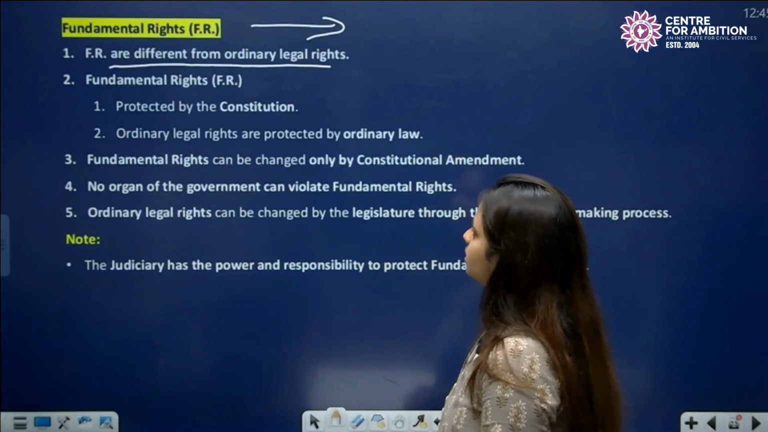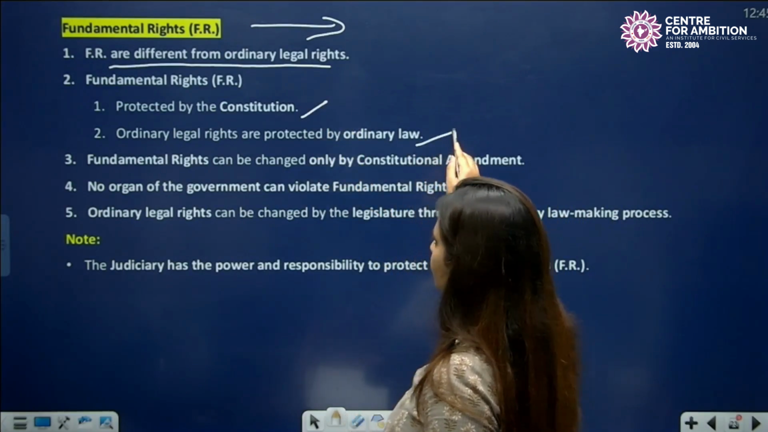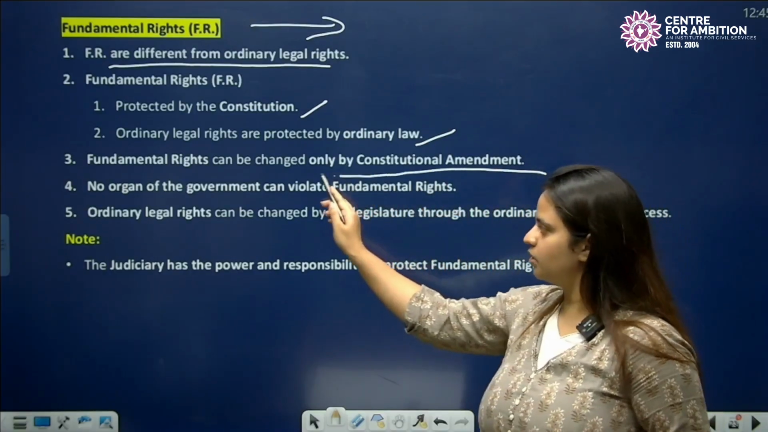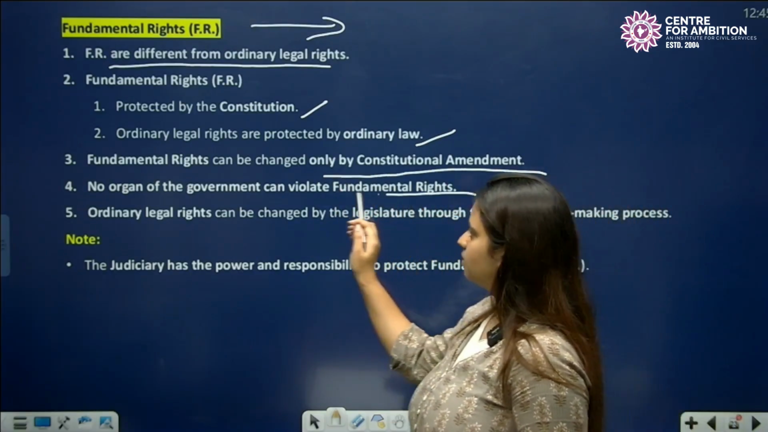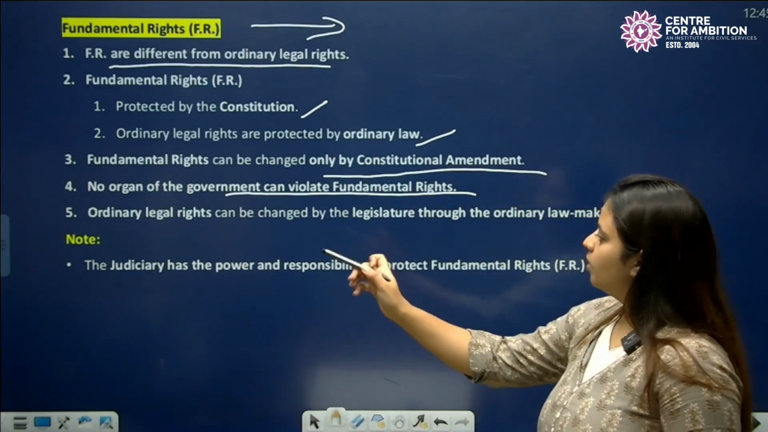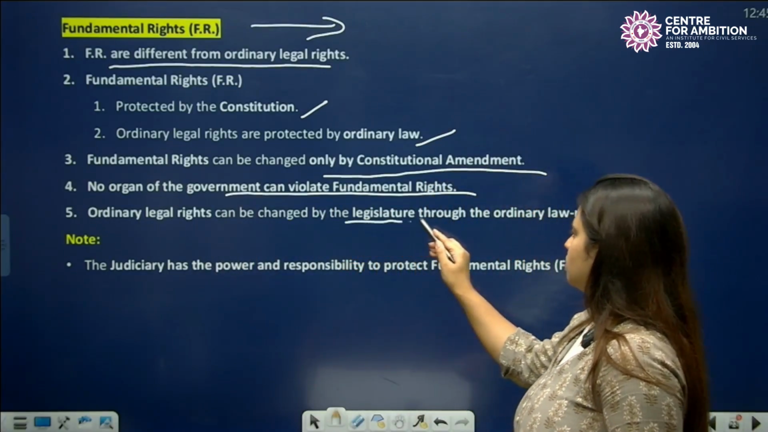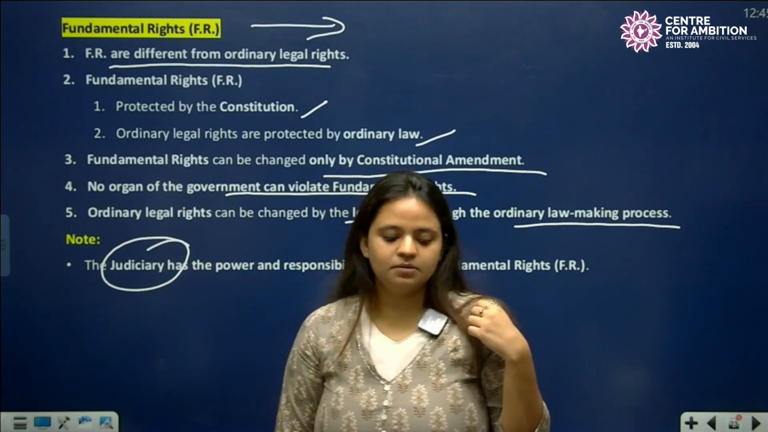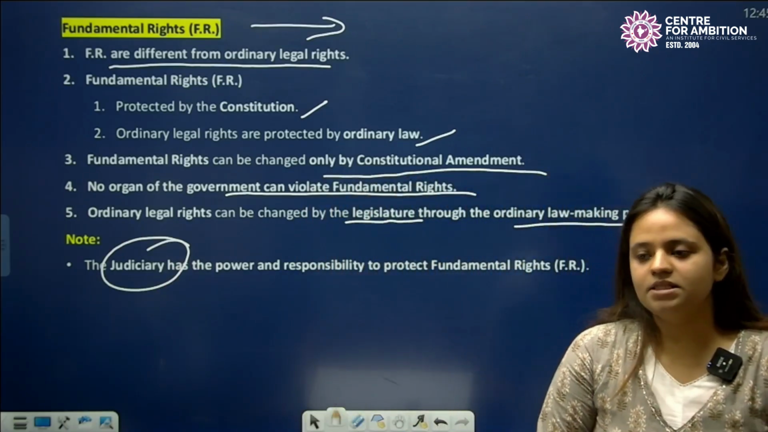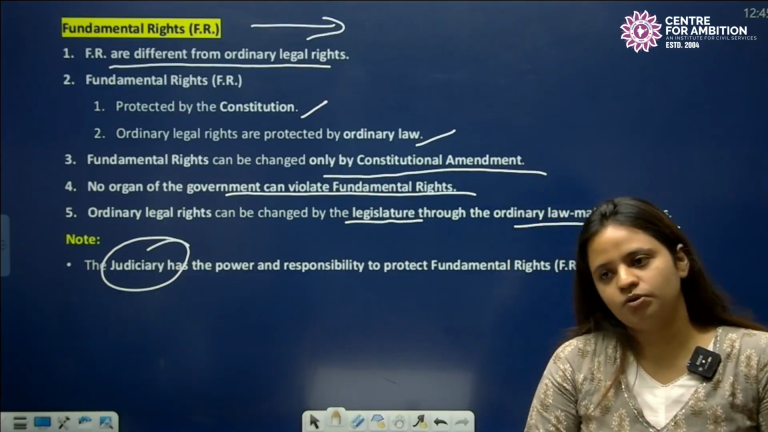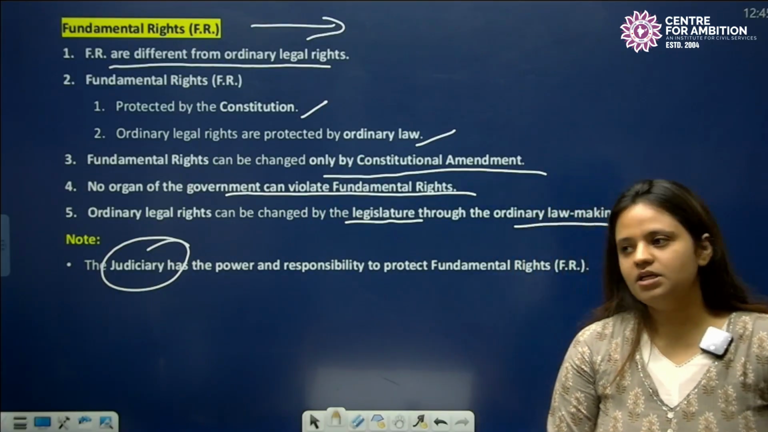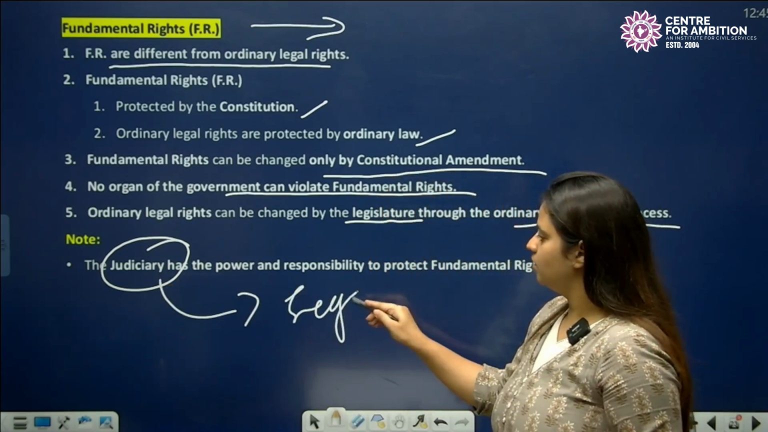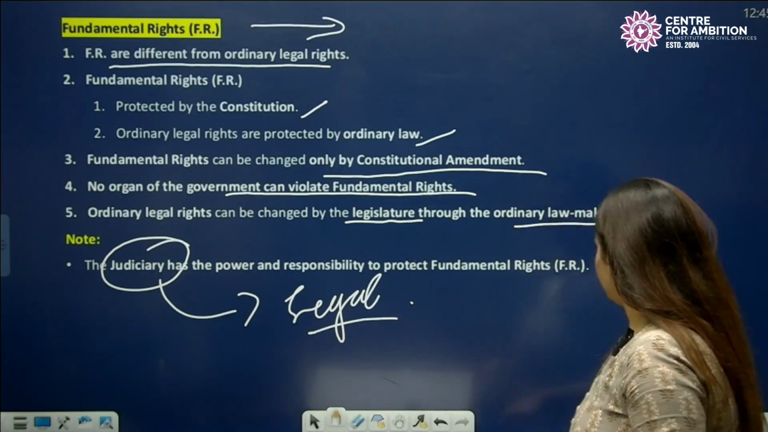Okay, moving on, so we have seen the differences. These are the differences that are written. Fundamental rights are protected by the Constitution; ordinary law is protected by ordinary law. Okay, fundamental rights can be changed only by constitutional amendment. No organs of the government can violate fundamental rights, it's very obvious. Ordinary legal rights can be changed by the legislature through the ordinary lawmaking process. Now the judiciary has the power to make sure that the rights are not violated, and in case of the violation of a right, a remedy is provided. Legal remedy is provided by the judiciary in case of the violation of any right.